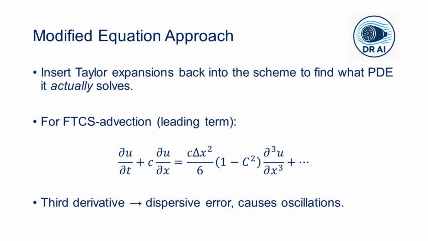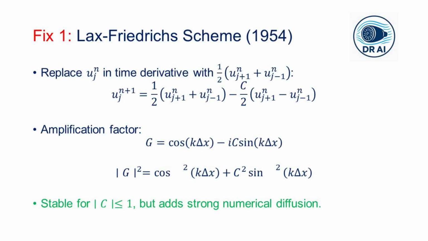The right hand side is the dispersive term, which is the third derivative, which actually causes the oscillations. Now the coefficient 1 minus c squared shows that for c less than 1 this is dispersion. And for c greater than 1, the sign flips, leading to even worse behavior. For the heat equation, the modified equation reveals an additional dissipation term, which is why FTCS is stable for diffusion when d is less than or equal to half.